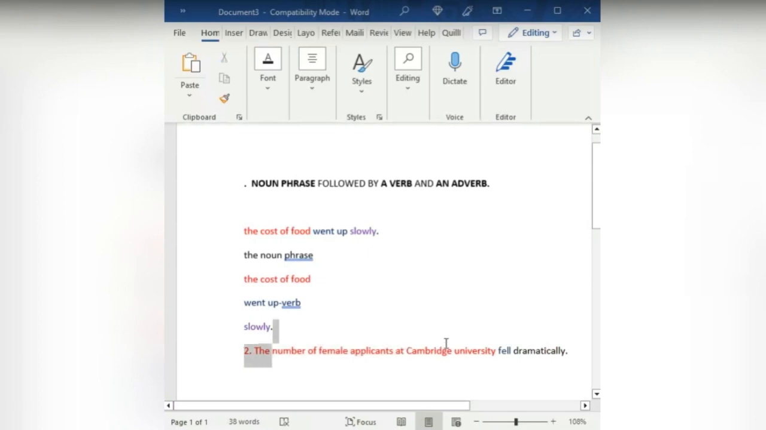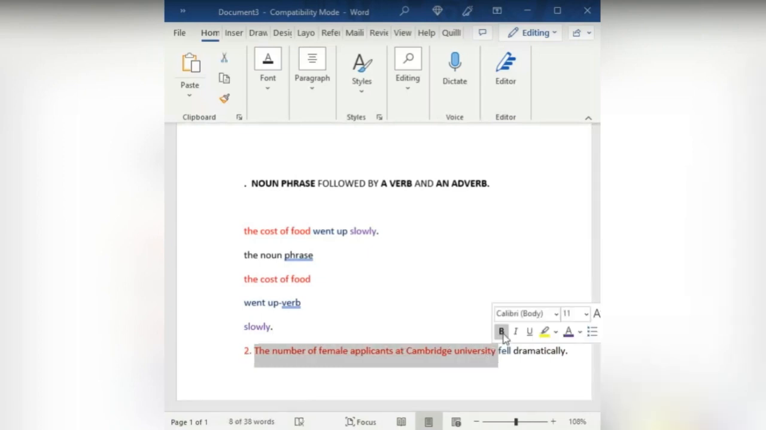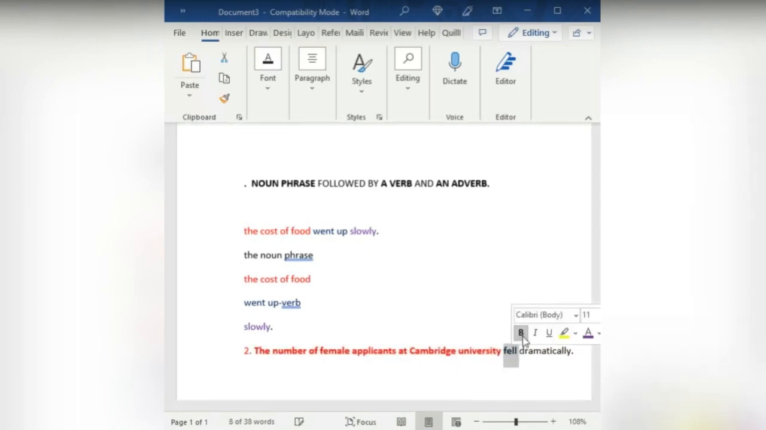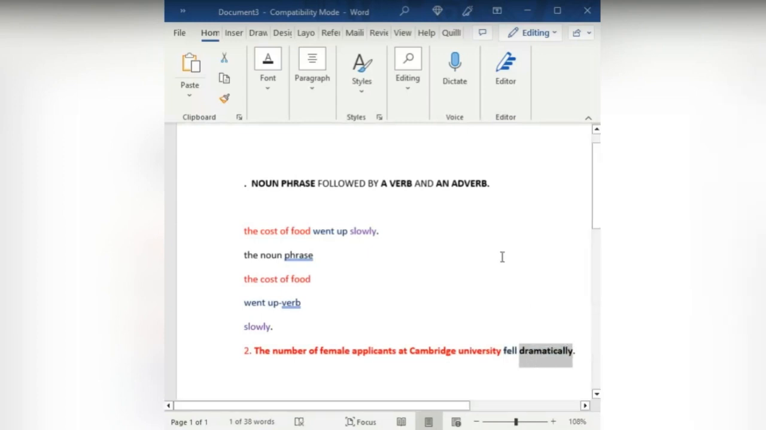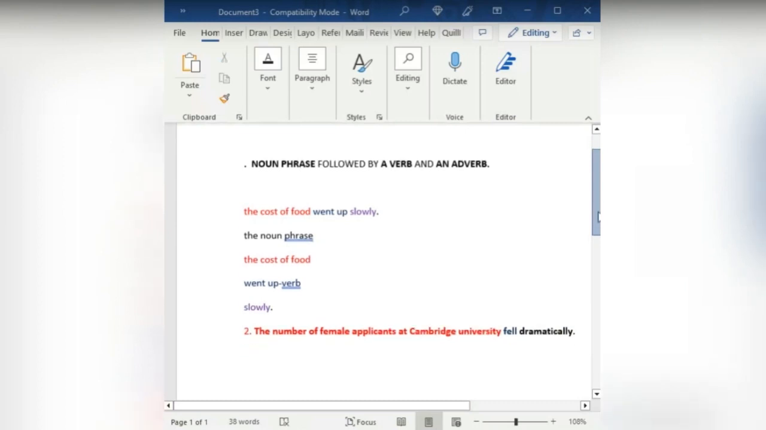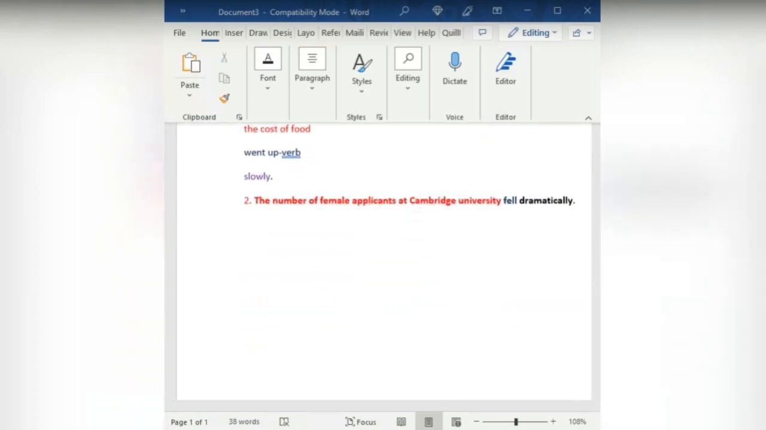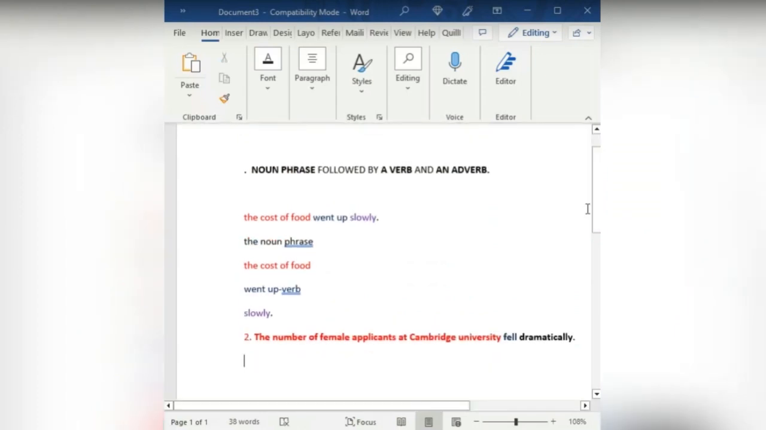The number of female applicants at Cambridge University becomes a noun phrase. The whole of that part is the noun phrase. And the word fell becomes the verb. And the last word, dramatically, is the adverb. It shows the intensity of the trend. So we have been able to work on one particular type of sentence structure we can draw: noun phrase plus verb plus an adverb.